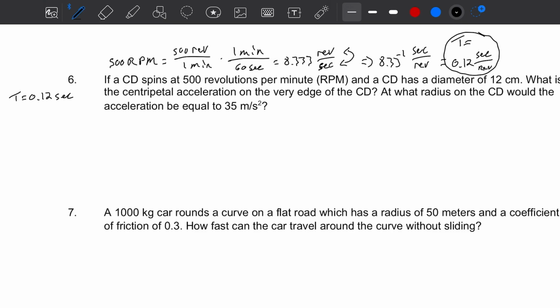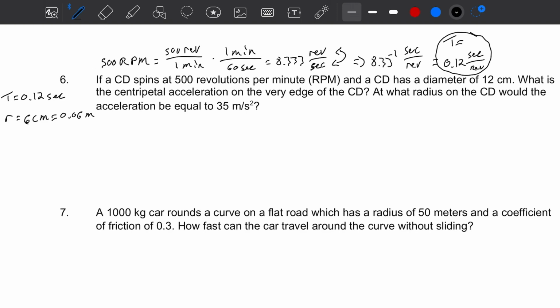It says the diameter is 12 centimeters, so the radius would be 6 centimeters. But we don't do centimeters. 6 centimeters is 0.06 meters. What is the centripetal acceleration on the very edge of the CD? It's asking for AC. On the very edge of the CD is using the full radius. Let's go ahead and calculate that. Based on that information, the second half of the question says, what radius would you have the acceleration equal to 35 meters per second squared? We'll do that second, one problem at a time.